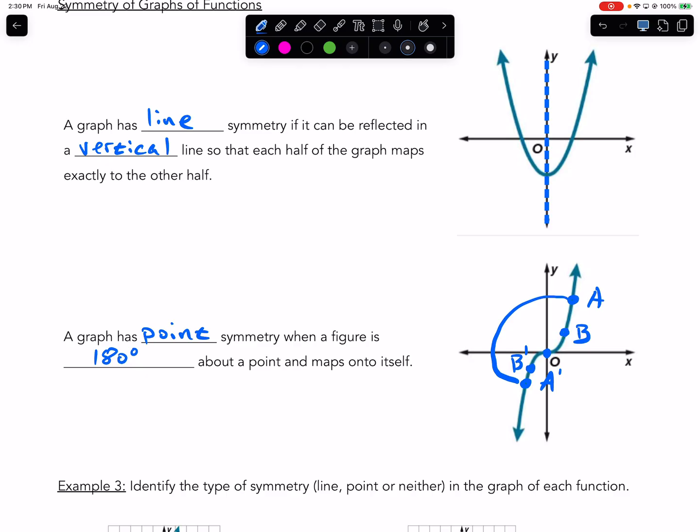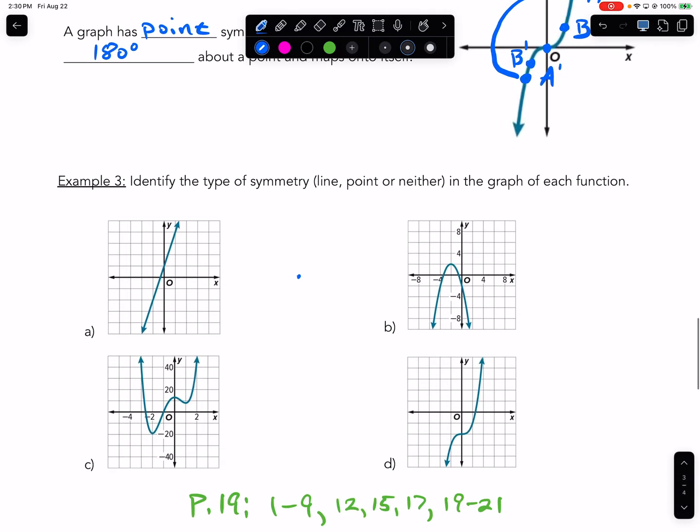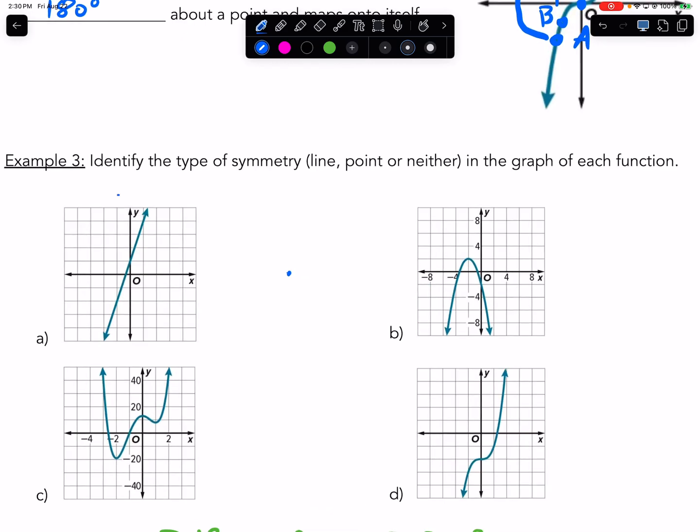Just so you know. Okay, we're almost done. We only got A, B, C, D left. Then you get homework time. Okay, as I look at A, what kind of symmetry does it have? Line, point, or neither? No. Because if I draw a line through here, is it going to match up if I fold it over? Oh, no. Right? What does it have?